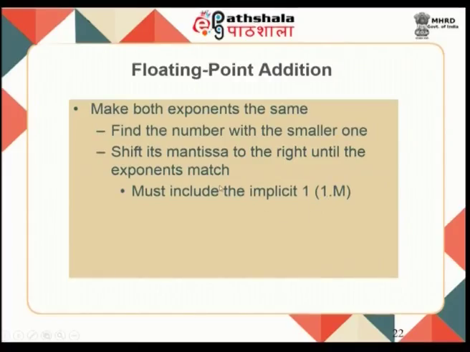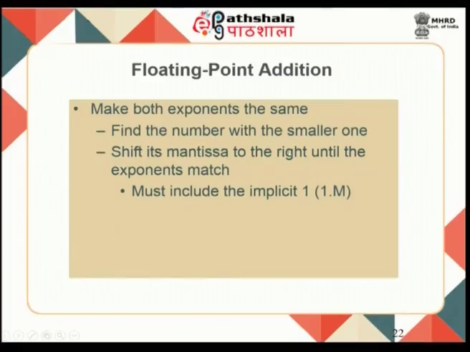When you are making the exponents the same, you have two options, because of the two numbers, one of them will have a larger exponent, the other one will have a smaller exponent. You can either take the larger exponent and shift its mantissa so that the exponent becomes smaller, or do it the other way around, but we always take the number with the smaller exponent and shift its mantissa to the right until the exponents match. Otherwise, you lose the most significant bits if you do it the other way around.